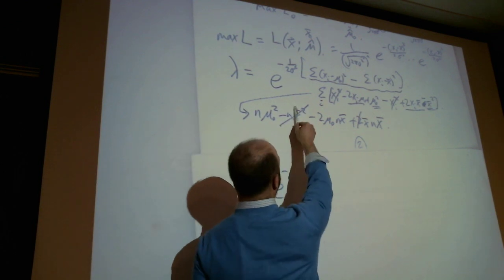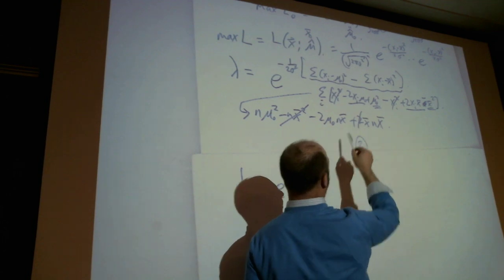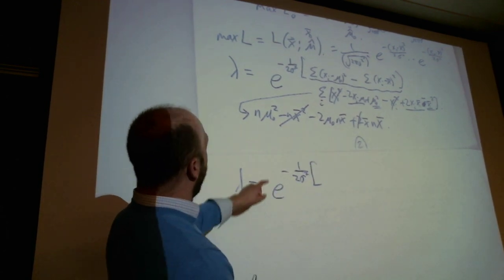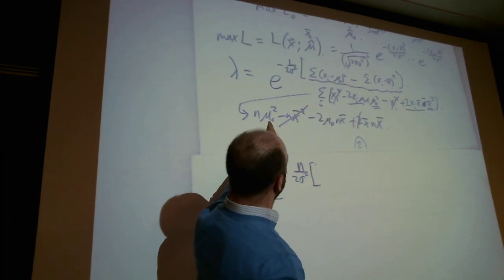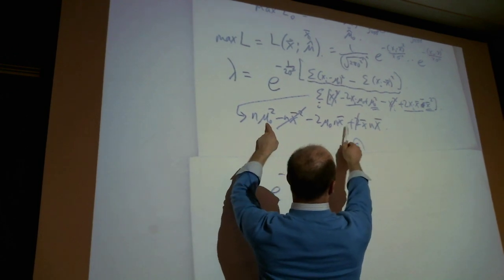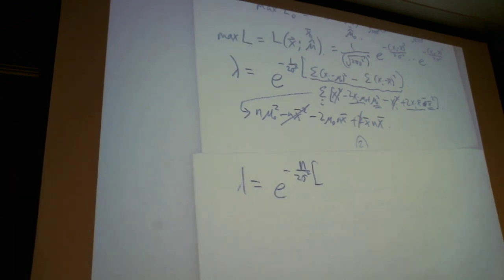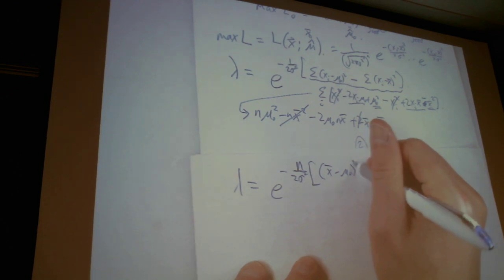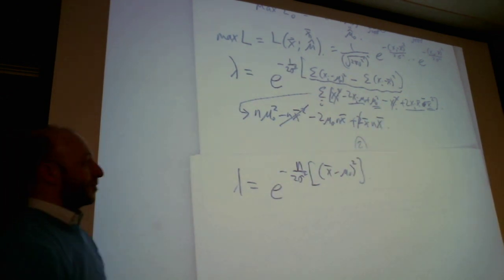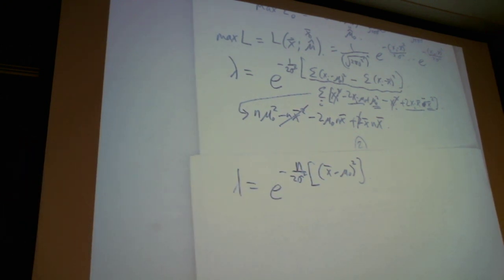This was a minus n x bar squared and a plus 2n x bar squared. So one of these cancels out one of those. And then I have n, so that I have an n everywhere. I have a mu 0 squared minus 2 mu 0 x bar plus x bar squared. That's mu 0 minus x bar squared, which I can write as x bar minus mu 0 squared since it's a square, so changing sign doesn't change the value. There's a reason I want to write it like that.